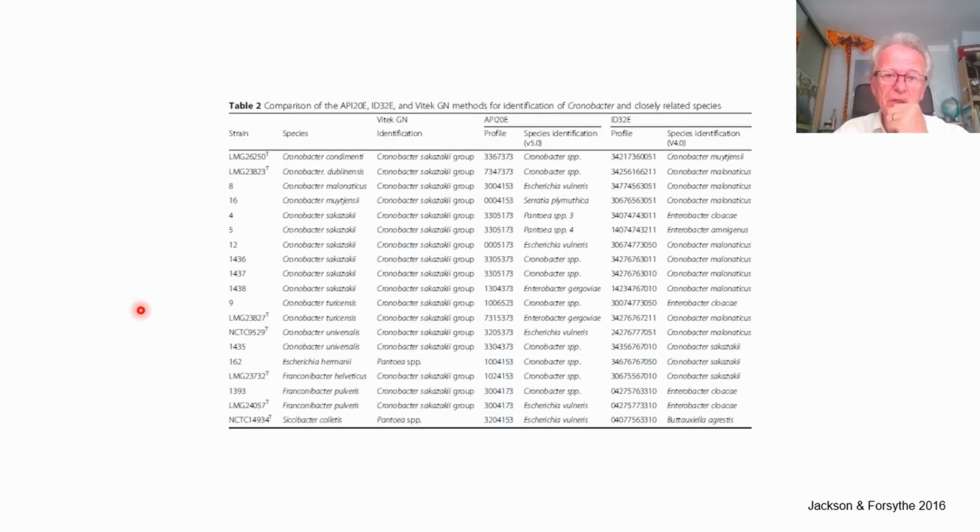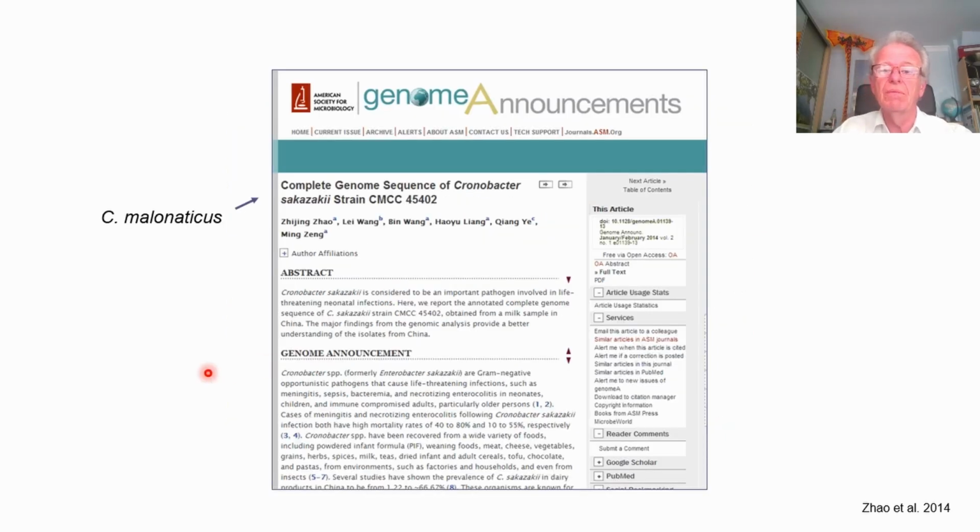This table just shows you an example of strains which were identified. This is based on whole genome sequencing, so we know exactly what these strains are, and you can see as you go across the different tests, Cronobacter condimenti, Cronobacter malonaticus, Cronobacter sakazakii, Enterobacter cloacae, Cronobacter turicensis, Enterobacter cloacae, and so on and so forth. You can look through the table at your leisure. But unfortunately, some people didn't re-identify their strains when it came to whole genome sequencing and publishing the whole genomes.